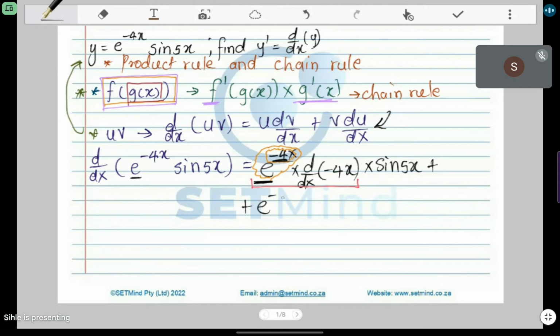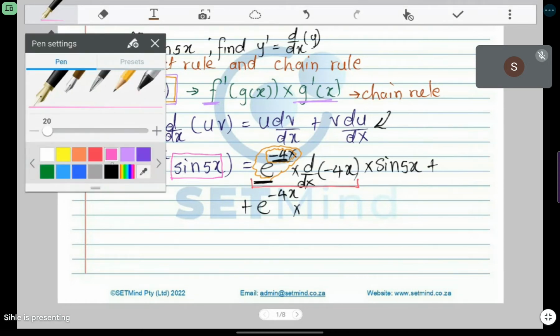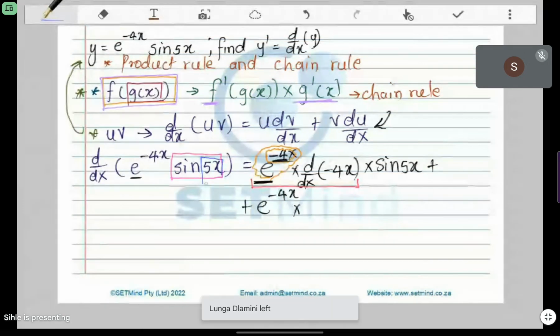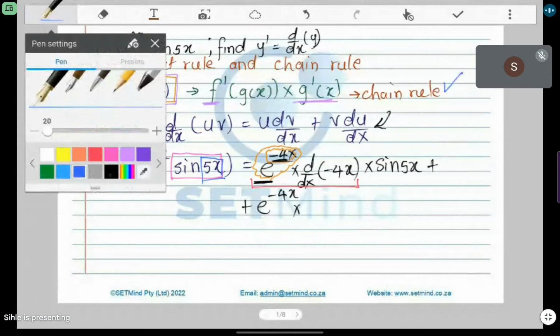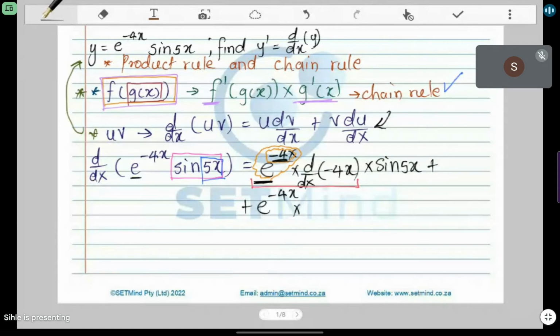So now I'm gonna have minus e to the 4x. Now we are deriving sine 5x. So the same thing applies. Sine of something on its own is a function, but the 5x inside here is also a function. So we'll apply the same chain rule here. When we derive sine of something, we know it should be cos of the same thing. The thing is 5x. And then we'll multiply by the derivative of the inner function, which is 5x.